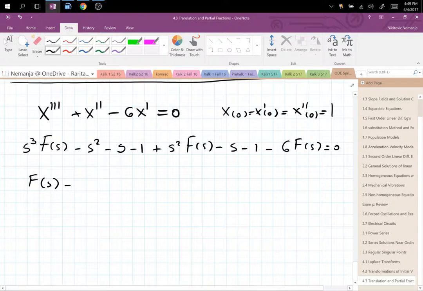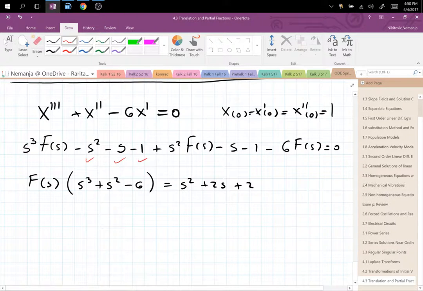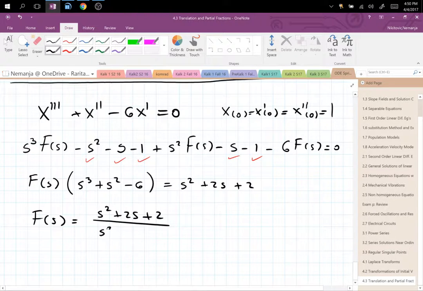F of s, which factors: s cubed plus s squared minus 6, is equal to s squared plus 2s plus 2. I have to move this one, this one, this one, this one, and this one to the right side. So that's s squared, 2s, and 2. Awesome. So now I had that F of s is equal to s squared plus 2s plus 2 divided by s cubed plus s squared minus 6.